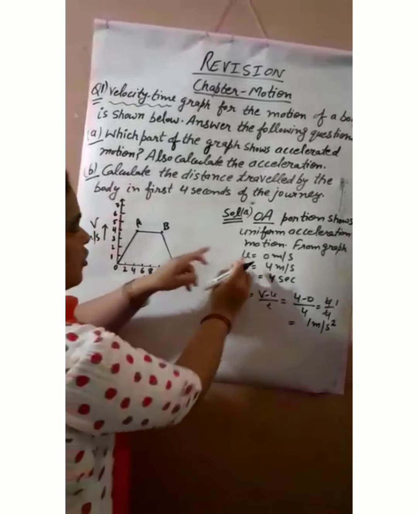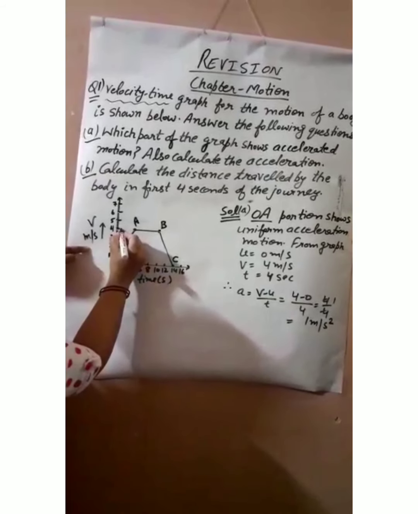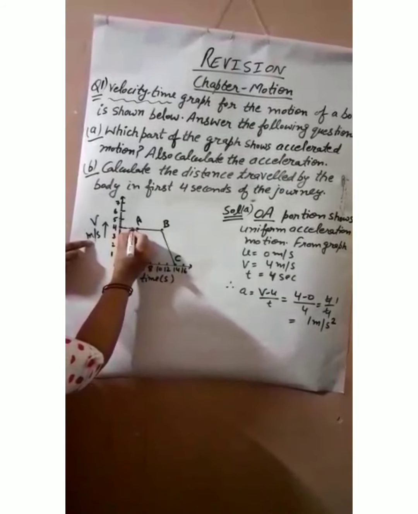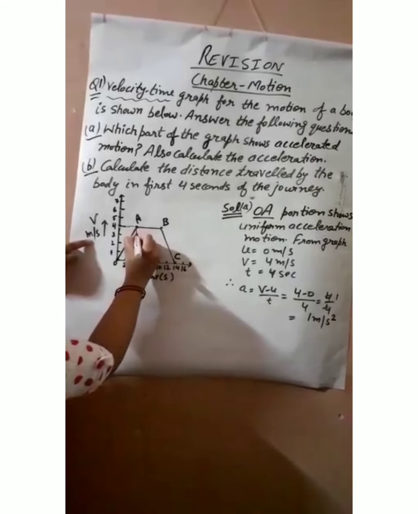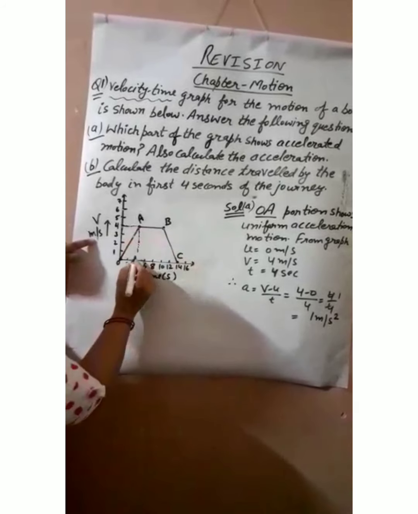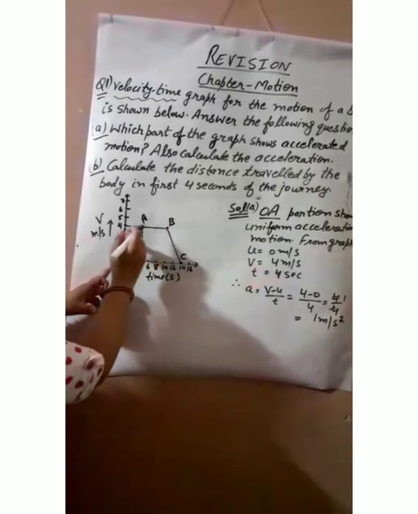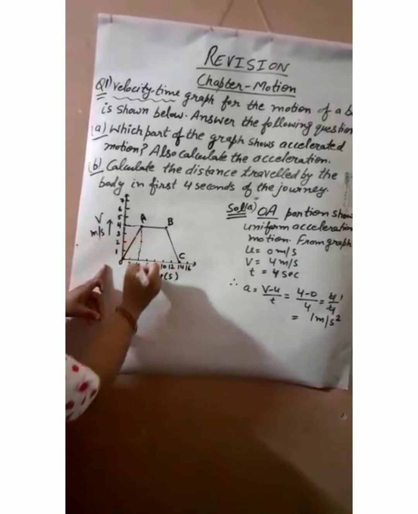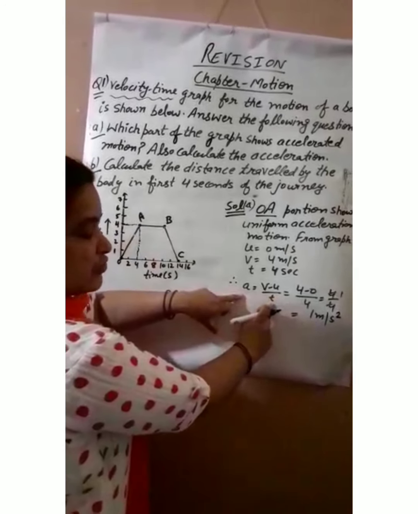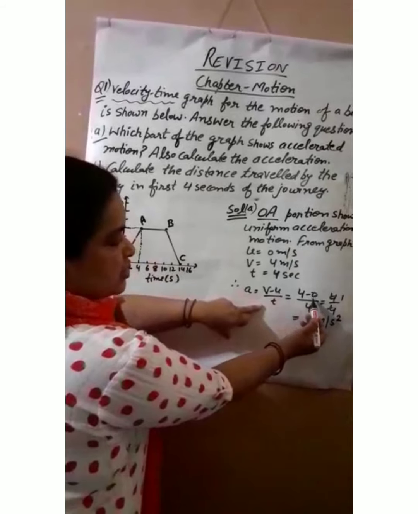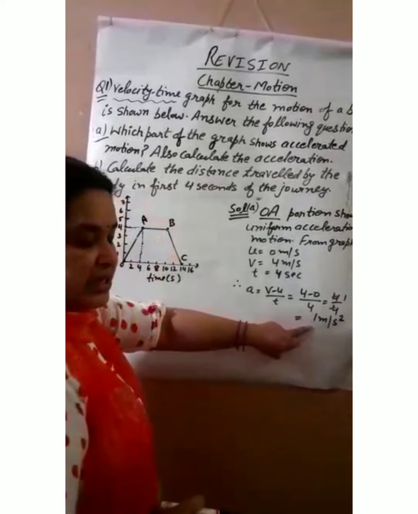intervals of time. So from the graph, what is the initial velocity? 0 meter per second. And what is the final velocity? Draw a dotted line and you will check it. The final velocity at point A is 4 meter per second. In how much duration? Draw again a vertical line and check where it is joined. So it joins at 4 seconds. So the time is 4 seconds and the final velocity is 4 meter per second. So what is the acceleration? V minus u by t, rate of change of velocity. So final velocity minus initial, upon time: 4 minus 0 by 4. We get 1 meter per second square.